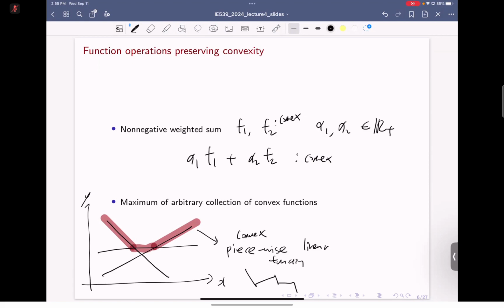So in general, the maximum of any collection of convex functions gives you a convex function. And here we took finitely many convex functions, but you can take infinitely many convex functions. Taking the maximum still preserves convexity. The proof idea: use epigraphs.